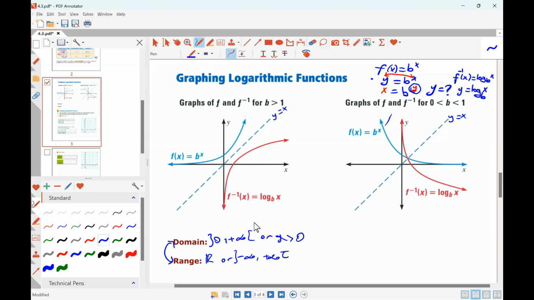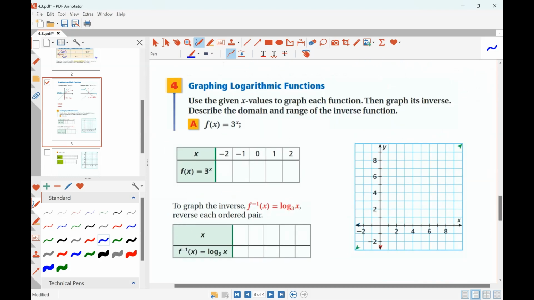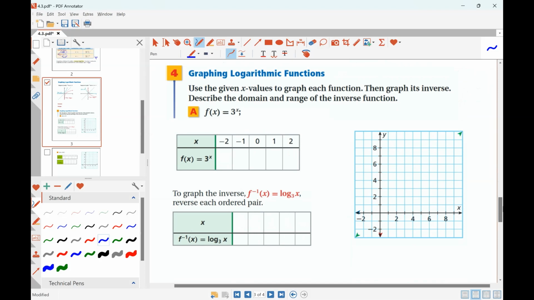Now let's focus on how to graph them. We did a table of values for exponential functions to graph it. We are going to use the same: a table of values and point plotting. Connecting the points, we will get our graph. So use the given x values to graph each function, negative 2 to 2. We already did this in the first section.